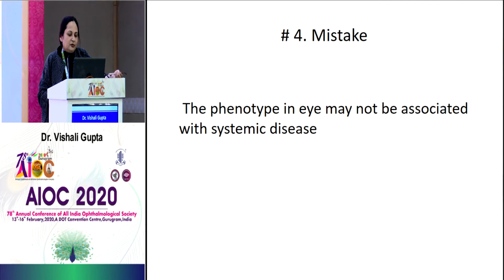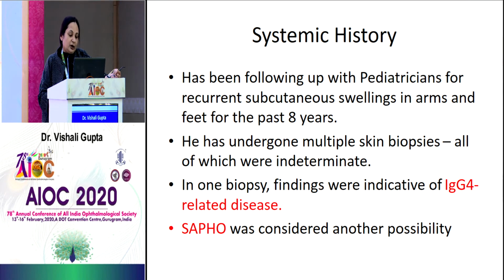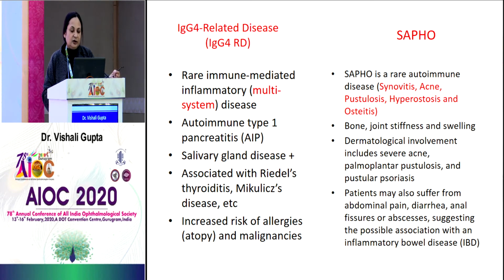And I think I have time to discuss just one more case, which is actually the opposite of what I have shown, that sometimes the phenotype in the eye may not be related to the disease that the patient has. This is a 23-year-old male who comes to us with sudden and progressive decreased vision in both eyes. It's a very interesting patient. The patient was a known case of IgG4 related disease, and the differential diagnosis was something fancy, SAPHO. I will not go into details, but both of them are autoimmune diseases.